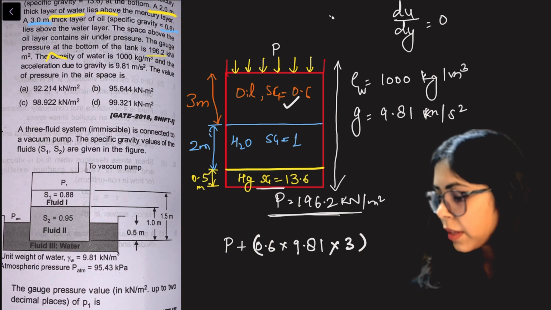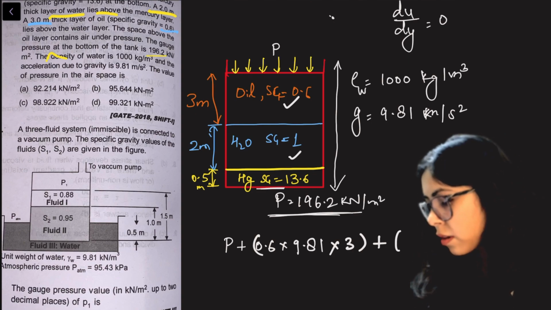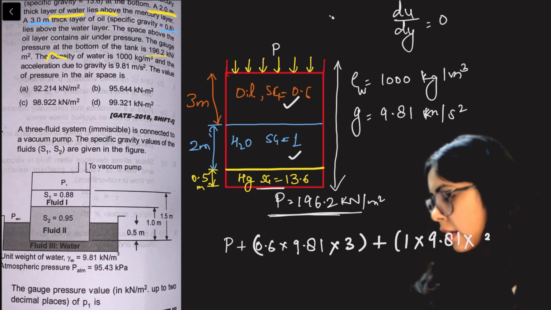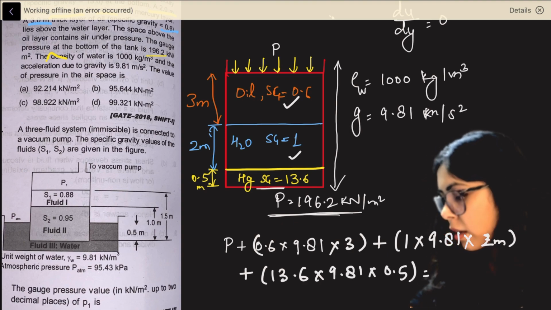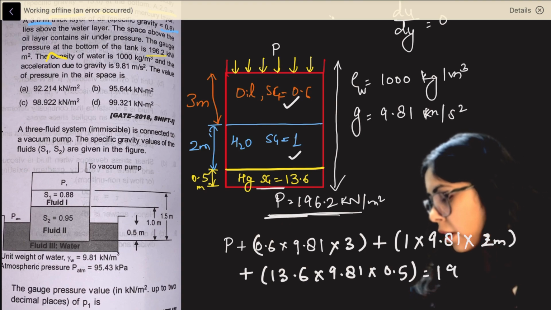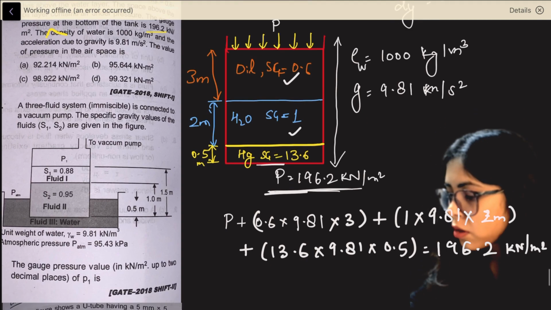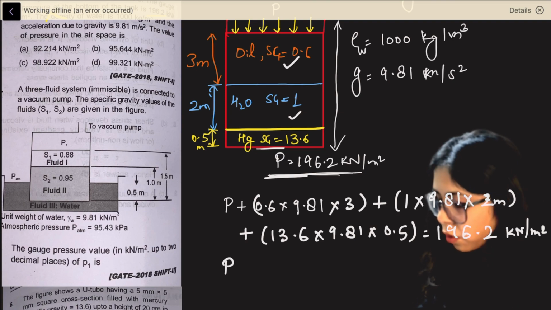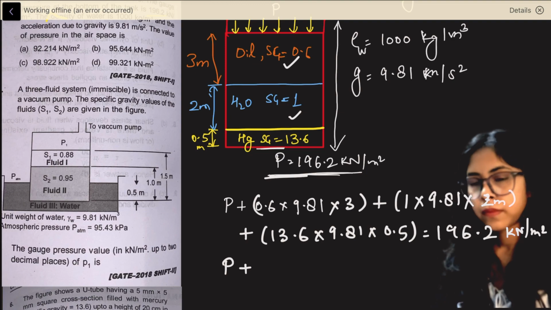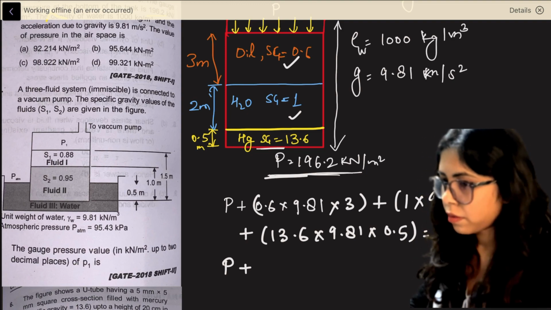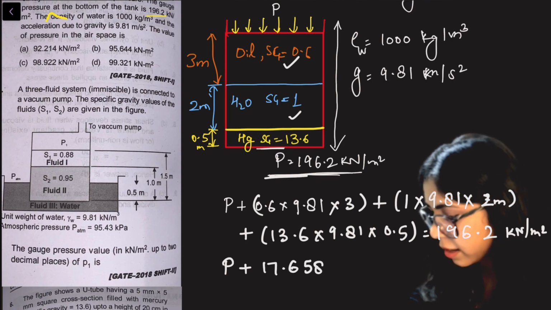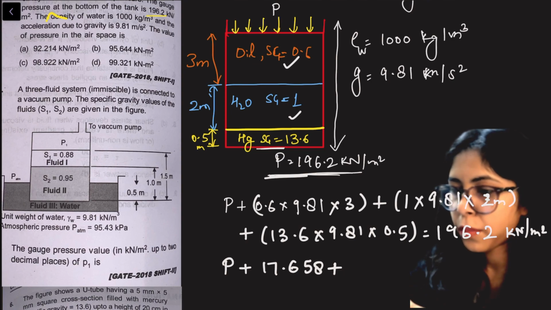So this is the first liquid. Then we have water, so water is rho g h. Rho is 1, 9.81 is the acceleration due to gravity, and its height is 2 meters. And then next is rho g h again. Rho is 13.6, 9.81, into 0.5. This total value is equal to 196.2 kilonewton per meter square. So let's calculate. We will get directly the value of P here. P plus, if we calculate 0.6 into 9.81 into 3, we get 17.658, plus 9.81 into 2.